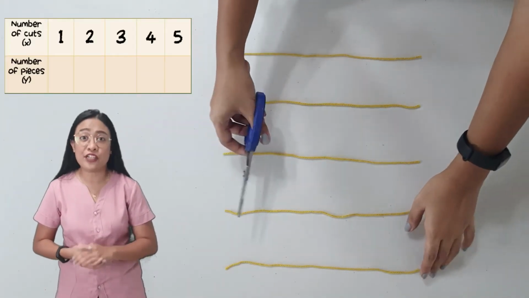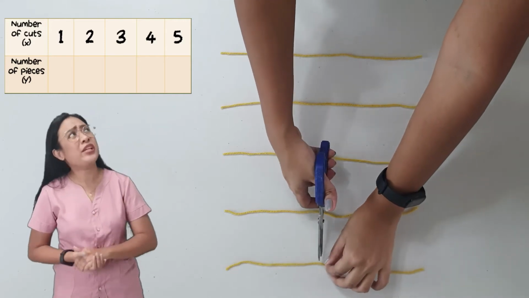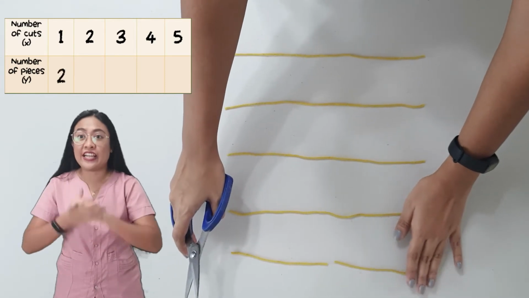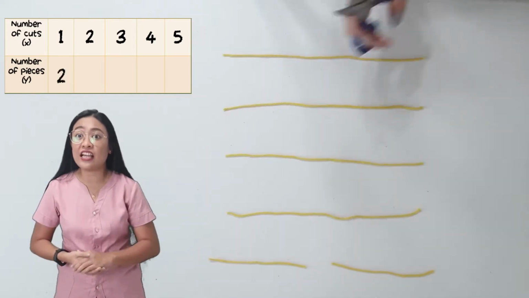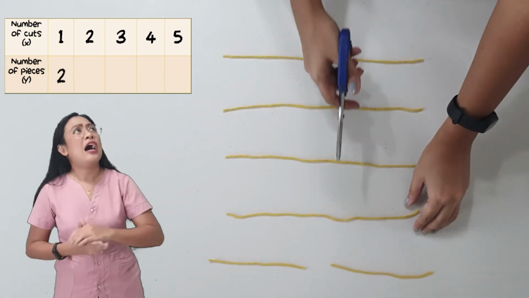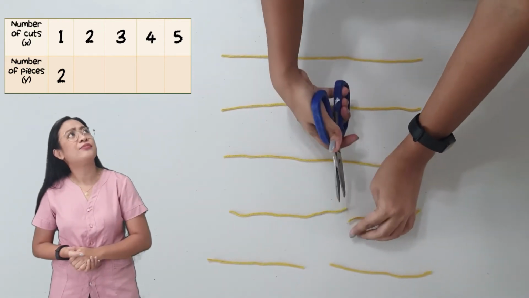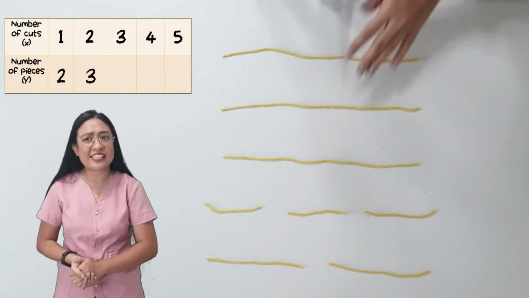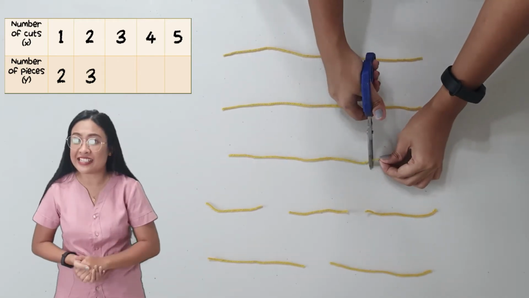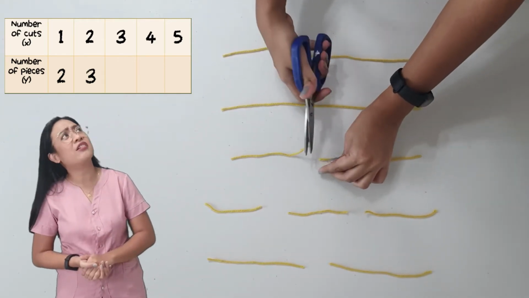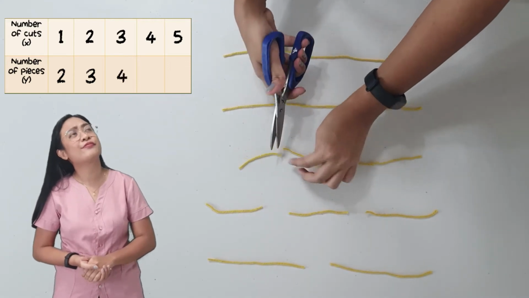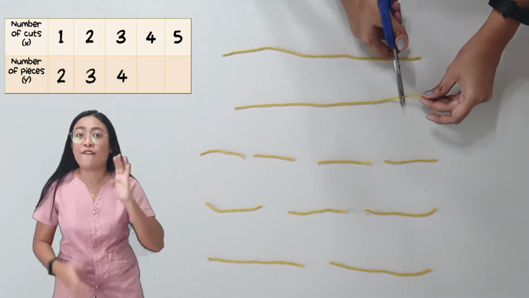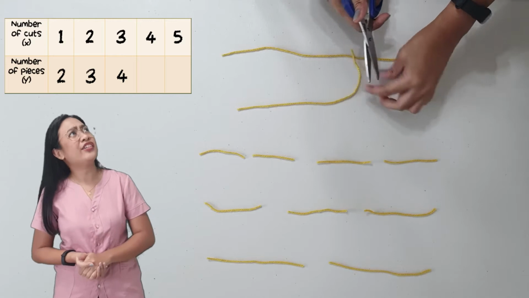Next, cut the first string once. How many pieces are there? Very good. Next, cut the string twice. How many pieces are there? Very good. Next, cut the third string thrice. How many pieces are there? Very good. Next, cut the fourth string 4 times. How many pieces are there?